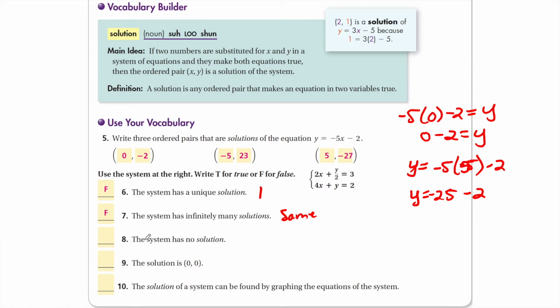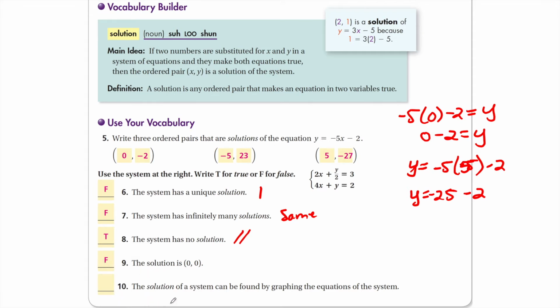However, the system has no solution is going to be true because that represents parallel lines. And that's exactly what we have. Now the solution is 0, 0. Well, if we didn't have a unique solution and we didn't have infinitely many solutions, then we can't have a solution that is 0, 0. Therefore, this is going to be false.